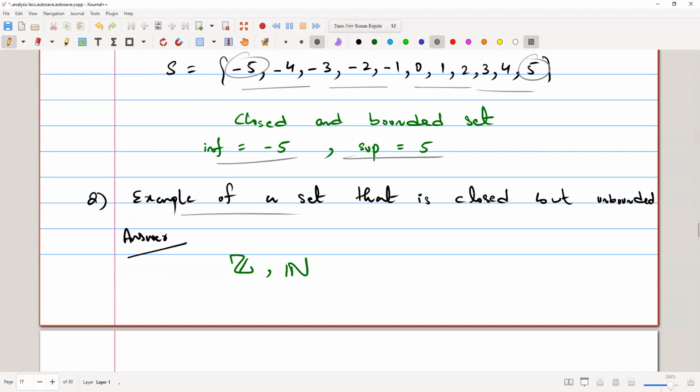So, an example of a set that is closed but unbounded. These sets Z, N, are closed sets, but these are not bounded because the complements of these sets are open. So these are closed sets, but they are unbounded. Natural numbers are bounded below but not bounded above, and the set of integers is neither bounded below nor bounded above. So they both are unbounded, but they are closed sets.